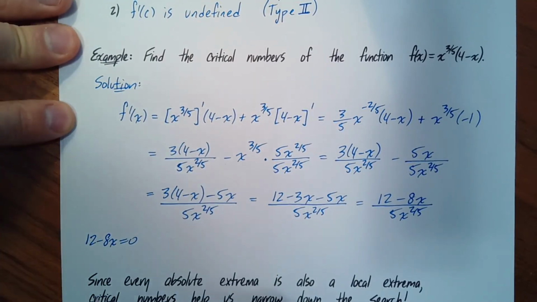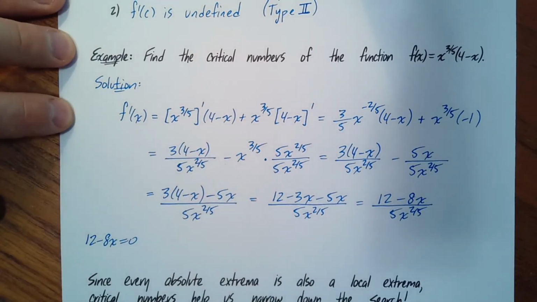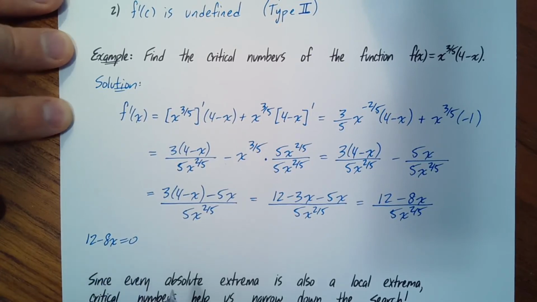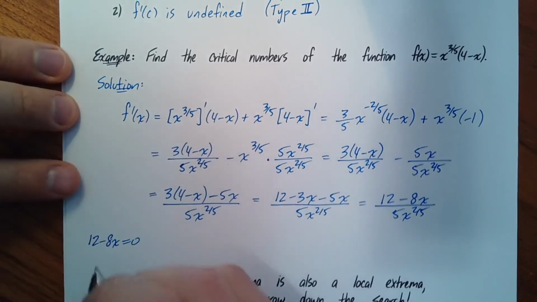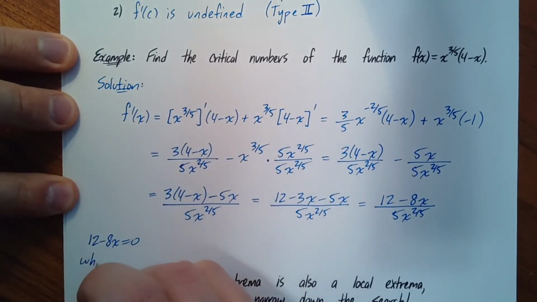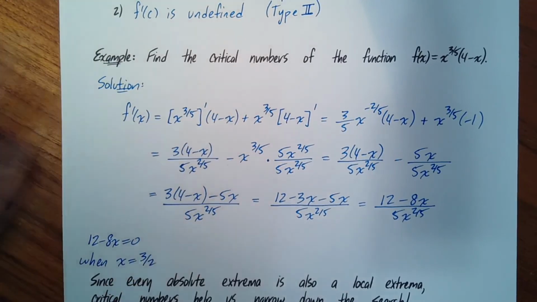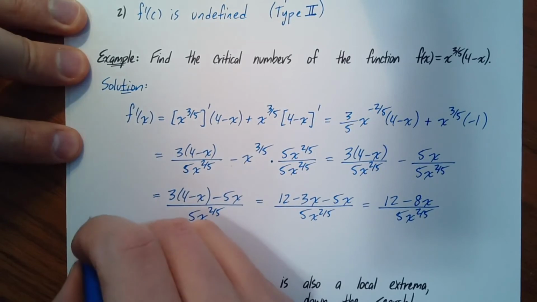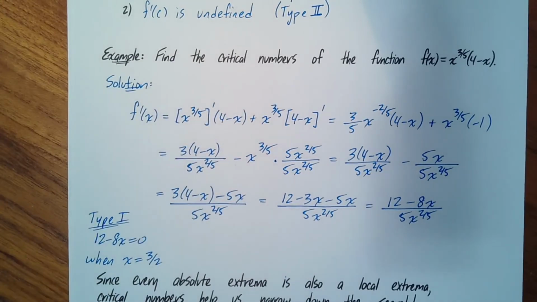That's going to happen. Well, you can solve that for x, and you're going to end up getting 8x is equal to 12. Right? If you bring the 8x over to the other side, you'll get 8x is equal to 12. Divide both sides by 8, and you'll get x is equal to 12 over 8, which reduces to 3/2. So you'll get when x is equal to 3/2. So that is your type 1 critical number. X equals 3/2.